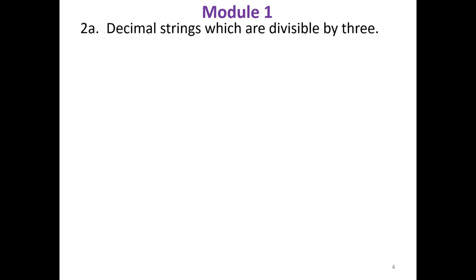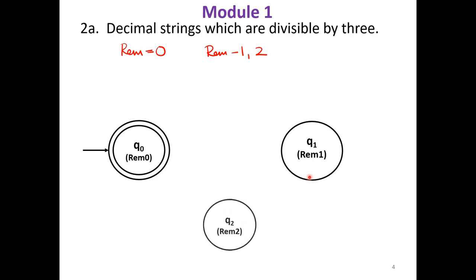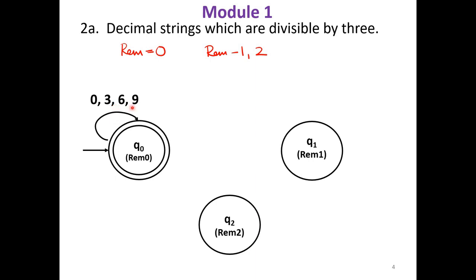For a number to be divisible by 3, the remainder must be equal to 0. If not, the remainder will be equal to 1 or 2. So here we go for representing the remainders as the states. Remainder equal to 0 is labeled as Q0, remainder equal to 1 as Q1, and remainder equal to 2 as Q2. Now, between 0 to 9, all the numbers which are divisible by 3 are 0, 3, 6, 9. On division, their remainders are 0. Hence, the initial state is the final state.